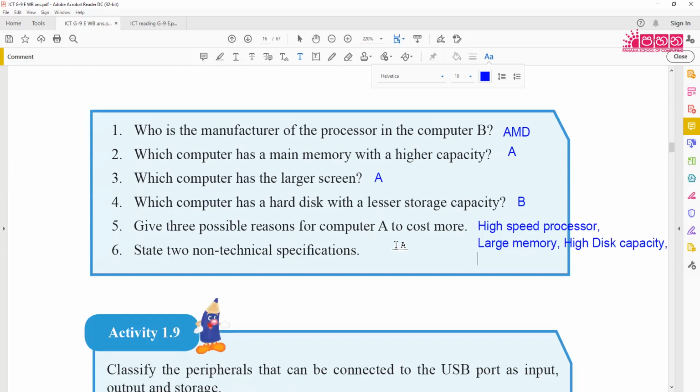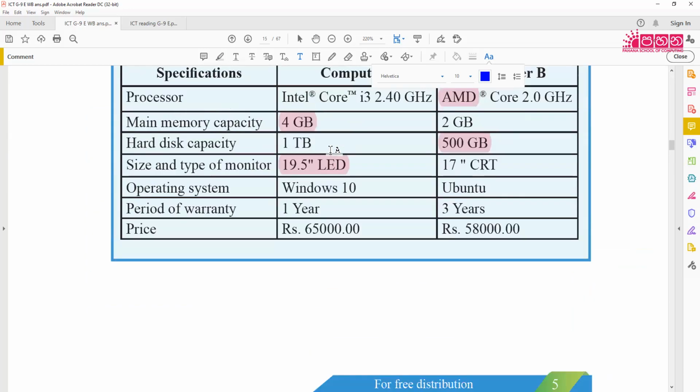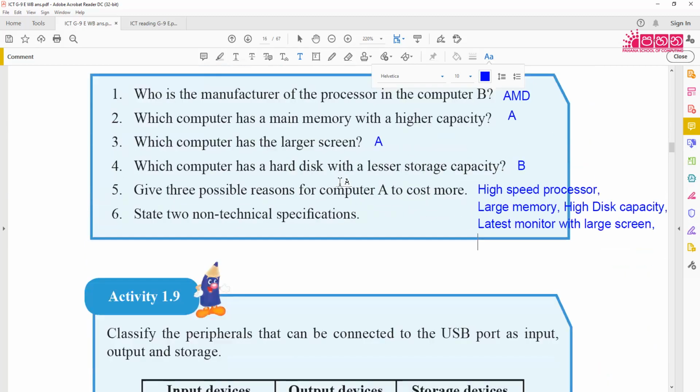Large monitor size. You can say latest monitor with large screen. Yes. What else? You have Windows 10 OS. So it's a commercial. You have to pay for it. Right. Good.